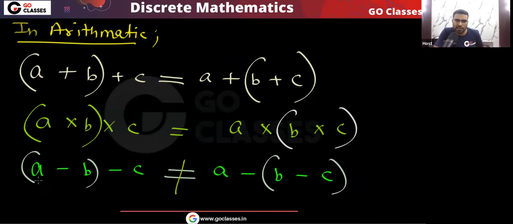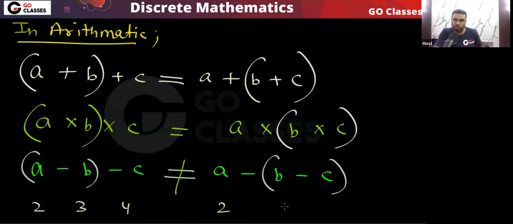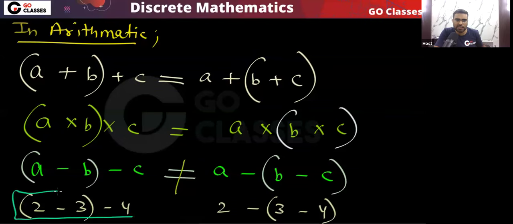Take A equal to 2, B equal to 3, C equal to 4. Now you tell me what will be this LHS and what will be this RHS. You can easily see this LHS will be minus 5.